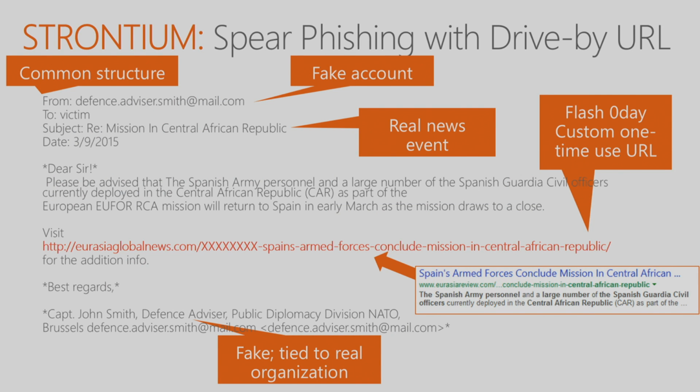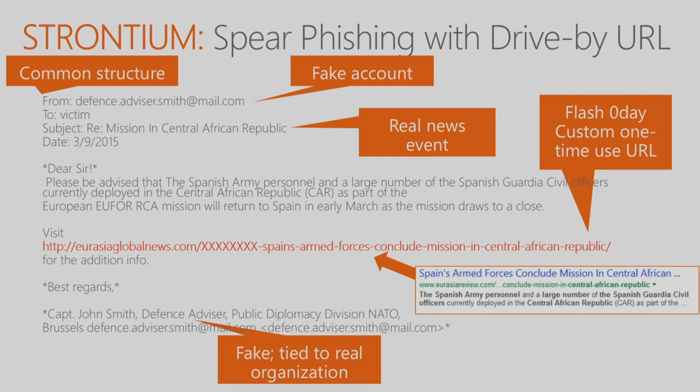Here's an example of an actual spear phishing email sent by Strontium. The link in red, which says EuroAsiaGlobalNews.com, actually contained a zero-day Flash exploit at the time we were aware of it. And this demonstrates what we were talking about, in the sense that they sent out a mail that looked like it potentially came from a defense advisor that perhaps this victim knew. It was incredibly timely because the day it was sent, the title of the email was actually something that was very popular in the headlines that day.